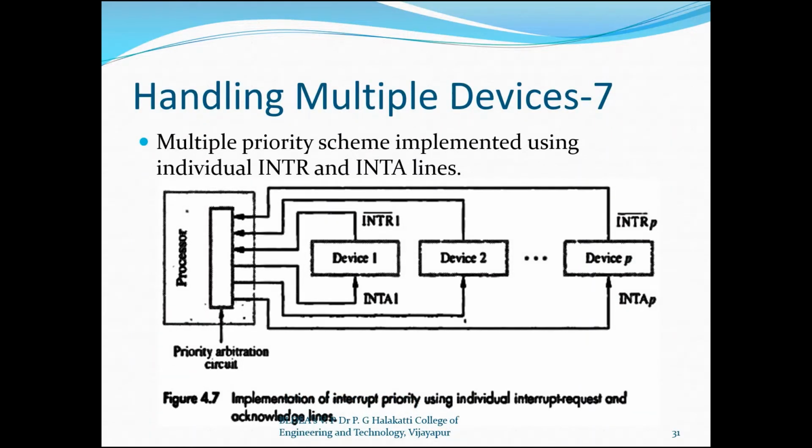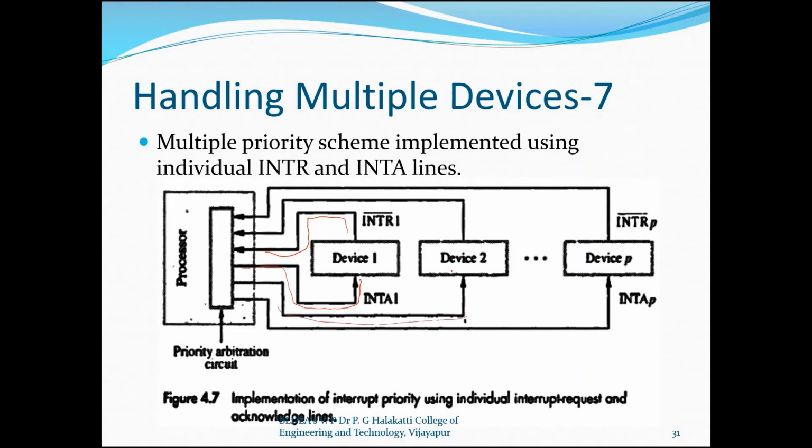Now let's see handling multiple devices using multiple priority scheme implementation. Now we are using individual interrupt request and interrupt request acknowledgement lines. So we have different devices here connected with their own interrupt request line and interrupt acknowledgement line. You can see here device 1, device 2, device 3, and so on, n number of devices can be connected. Each device has its own interrupt request line and its own interrupt acknowledgement line.